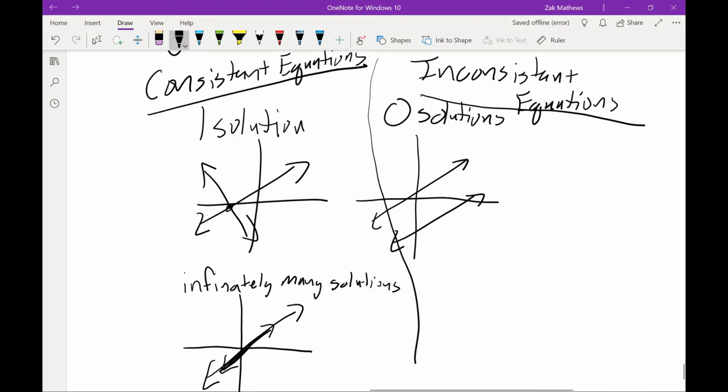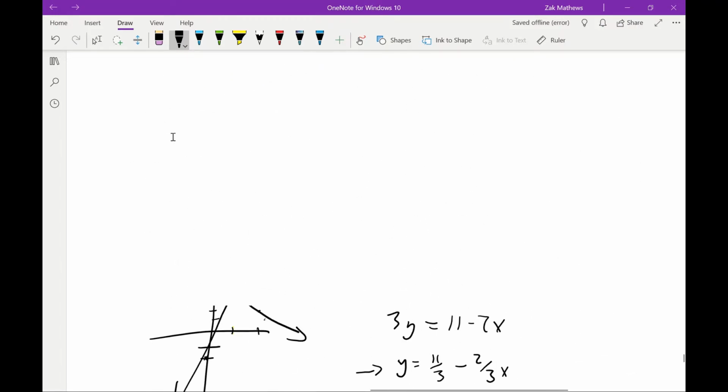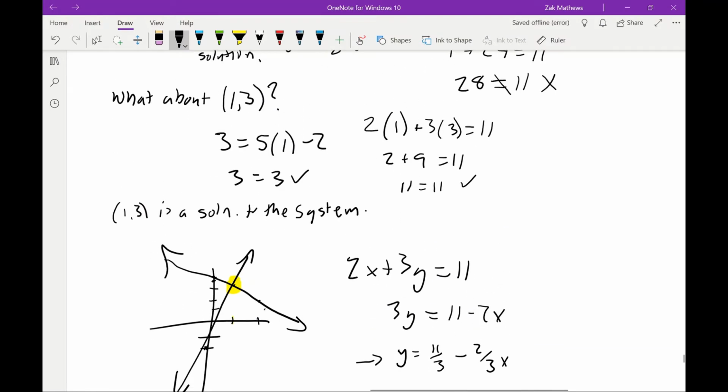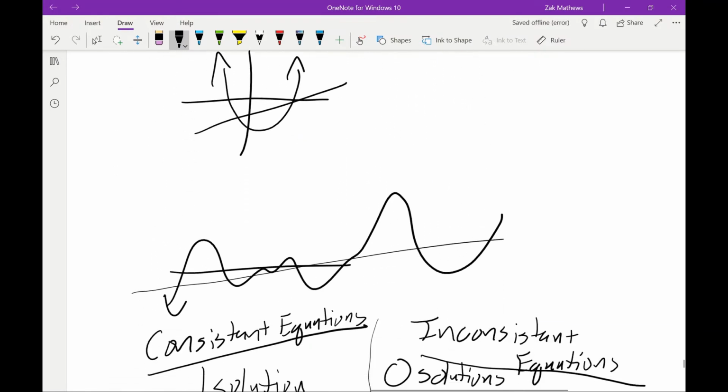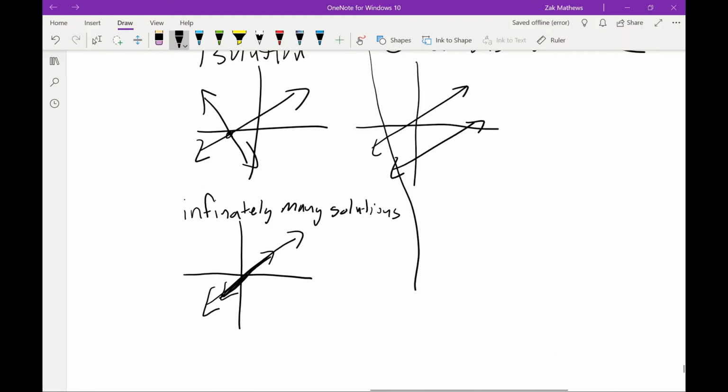So if we look at these consistent equations, we will always get a solution set for these. So the same way up here, we knew that the solution was 1, 3. My screen's being really slow. There it is. We knew that the solution was 1, 3. We will get a solution set. We will have an x, y that will solve it in both of these cases.